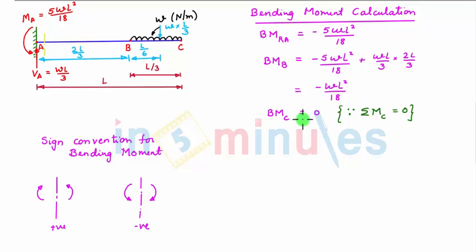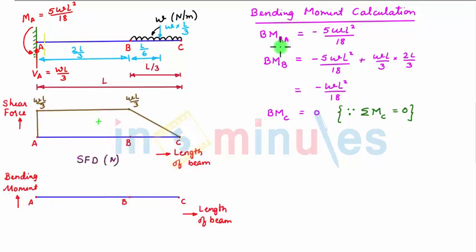Let us now plot the bending moment variation diagram. So we see that bending moment towards the right of A is minus 5WL square by 18. So let us plot a bending moment of value minus 5WL square by 18 by using proper scale. Let us connect with the zero line of bending moment diagram by a straight vertical line. Next we see bending moment at point B is minus WL square by 18. So at point B, let us plot minus WL square by 18 bending moment.